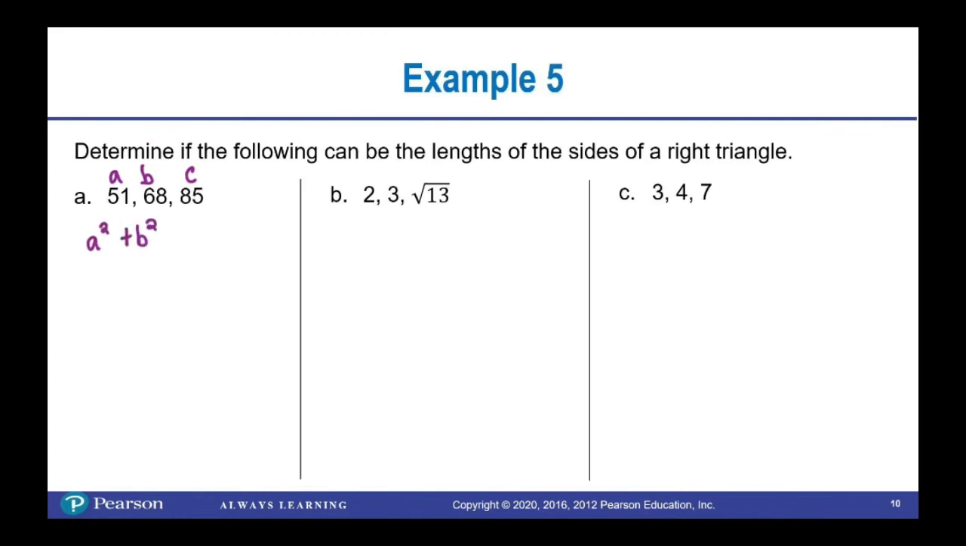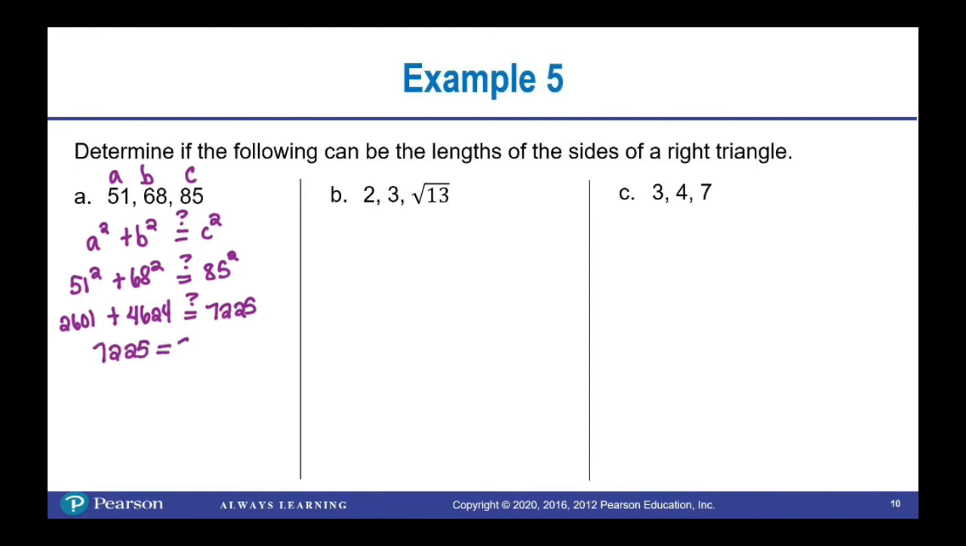I want to see if the Pythagorean Theorem holds. So I'm going to plug in 51 for A, 68 for B, and 85 for C. 51 squared is 2,601. 68 squared is 4,624, and 85 squared is 7,225. Add your two numbers on the left side, and you do get 7,225, and so this one could be the lengths of the right triangle.